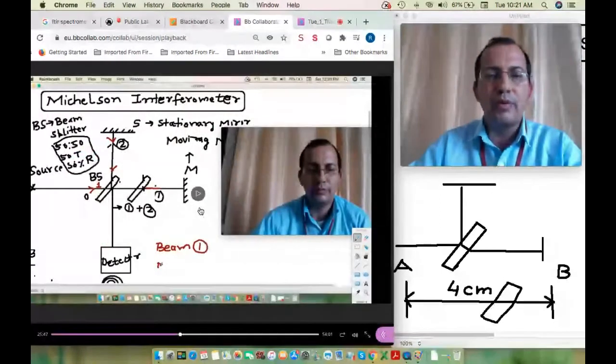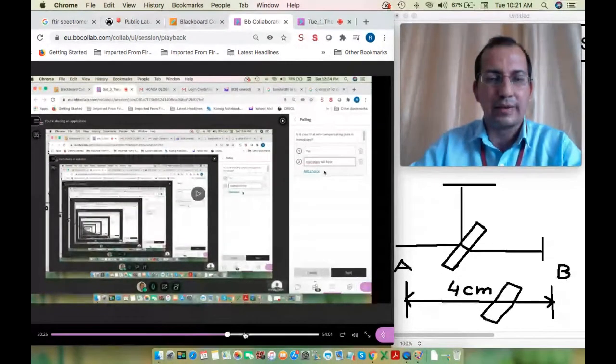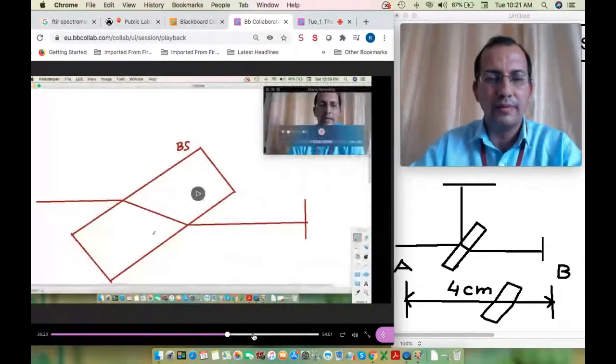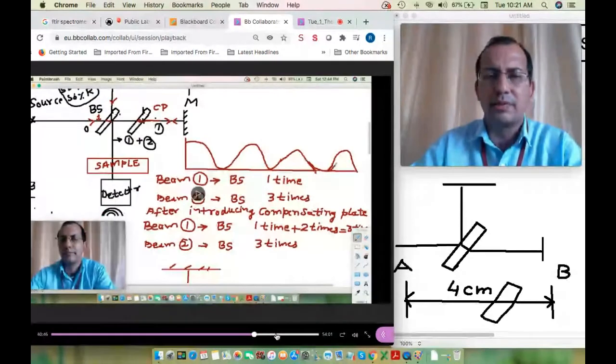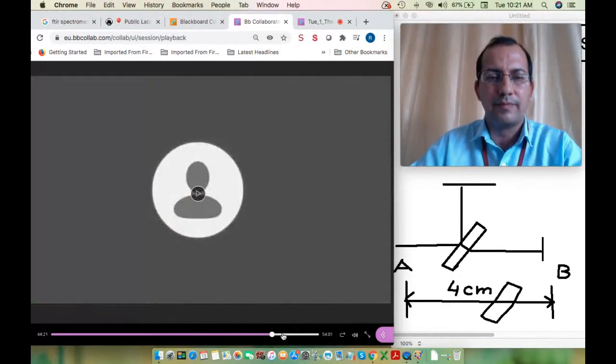Okay, so what we have done here, in the end we told you that when they overlap, that's a very important factor. We have tried to understand that the beam goes through many times. So this beam splitter, I think that point is very clear. I don't want to repeat that again and again.